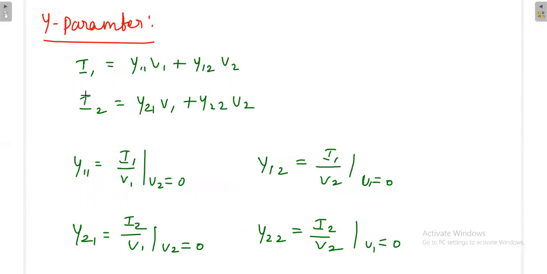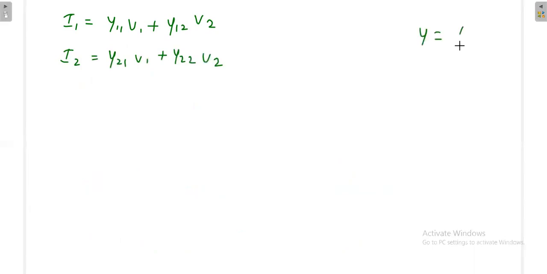Then how to represent this equation in terms of the network? Okay, so same equation: I1 is equal to Y11 V1 + Y12 V2, I2 is equal to Y21 V1 + Y22 V2. Again, admittance means simply 1 by impedance. 1 by impedance is admittance. So again, you know how to apply Ohm's law.